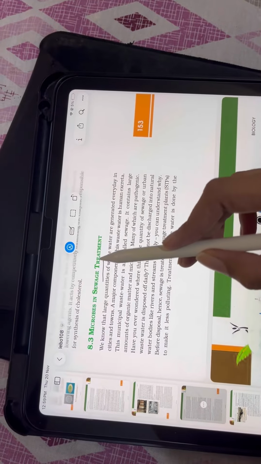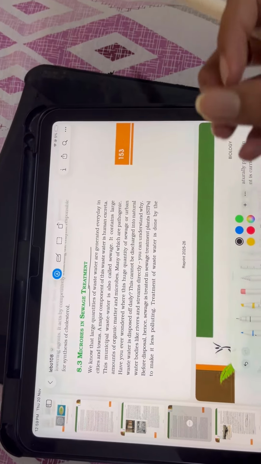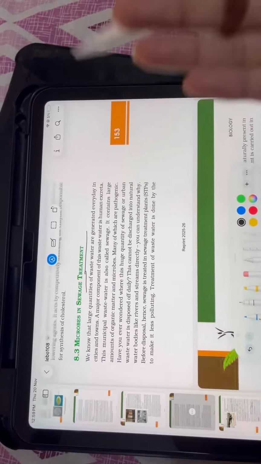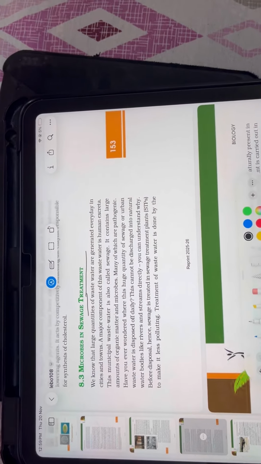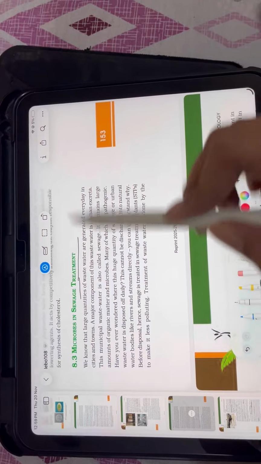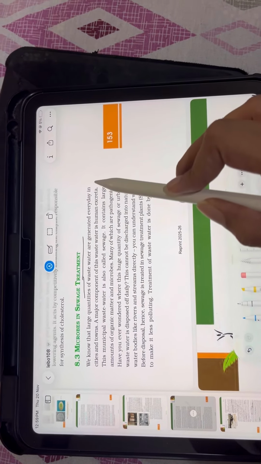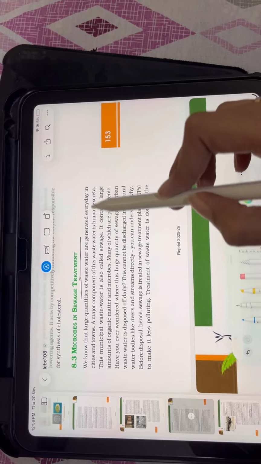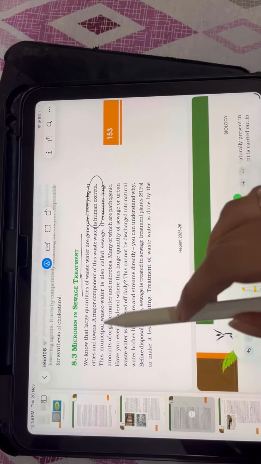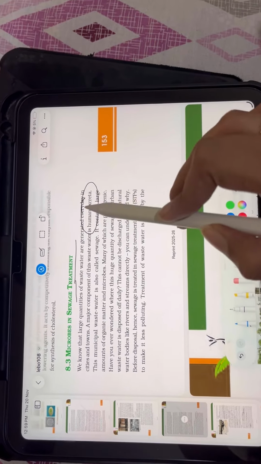We'll be studying today about sewage treatment. So, what is sewage? Sewage is the wastewater which is generated in our day-to-day lives, like from our houses, from industries, etc. Large quantities of wastewater are generated every day in cities and towns, and a major component of this waste is human excreta. This municipal wastewater is also called sewage.